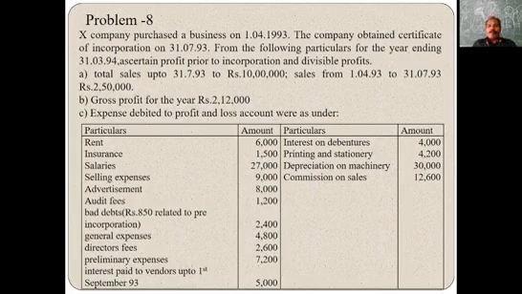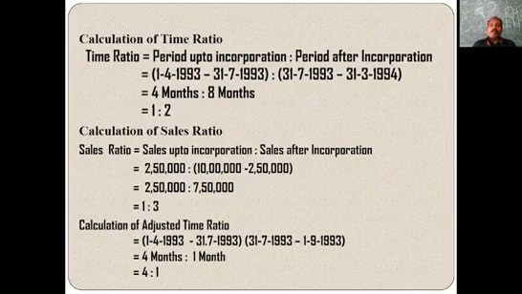From 1/4/93 to 31/7/93, that period is called the pre-incorporation period. Then 31/7/93 to 31/3/94, that period is called the post-incorporation period. Based on that, we should calculate the time ratio and the sales ratio, and also prepare the statement of profit prior to incorporation. So, calculation of time ratio.